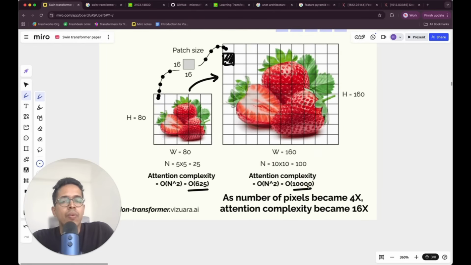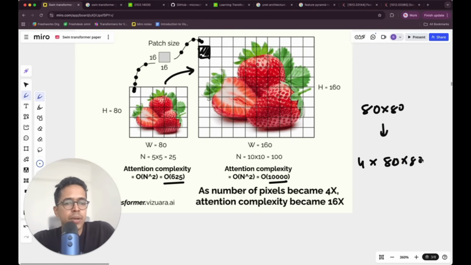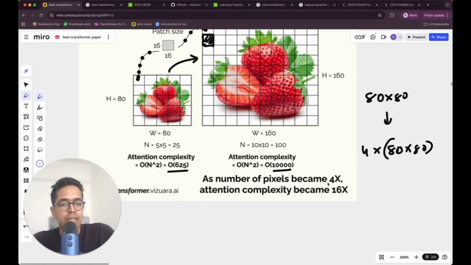10,000. So when my number of pixels went up by a factor of 4, so my number of pixels went from 80 times 80 to 2 times 80 times 2 times 80, which is 4 times 80 times 80. So my number of pixels went up by a factor of 4. My attention complexity went up by a factor of 16. So as number of pixels became 4x, attention complexity became 16x. So 16 is the square of 4. So this is what we mean by quadratic complexity in the vision transformer.